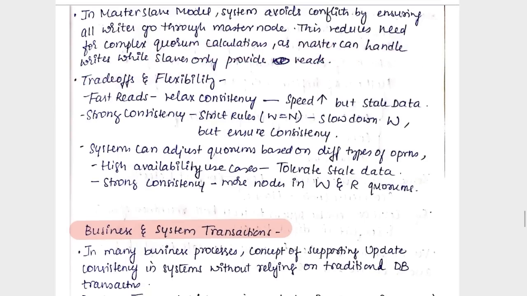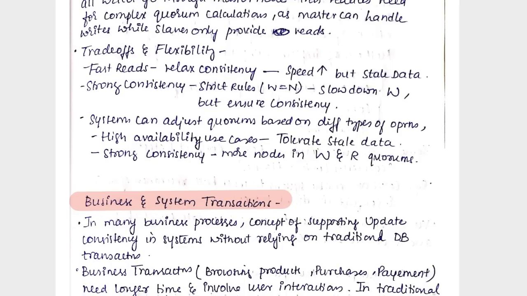Speaking of the trade-offs and flexibility, we have fast reads. We might relax the consistency by requiring fewer nodes to participate in the read. Thereby it will increase the speed, but it could lead to stale data accumulation. Speaking of strong consistency in the master slave situation, we might enforce strict rules requiring all nodes to acknowledge a write, that is, W is equal to N is a condition here. This will slow down the write, but it will ensure consistency is achieved.